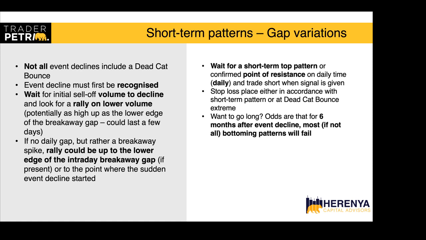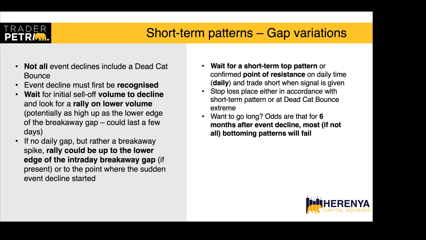Event decline must first be recognized for what it is. So you first have to understand what is happening, and see that there is an event decline. That is kind of like the main point here with the dead cat bounce. Then you wait for the initial sell-off volume to taper off and decline, and you look for a rally on lower or decreasing volume.